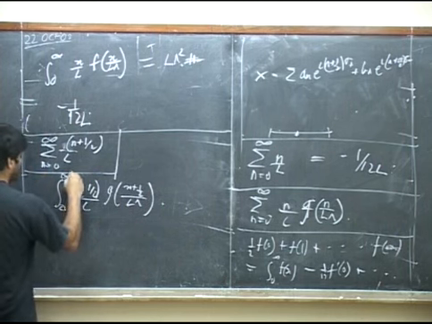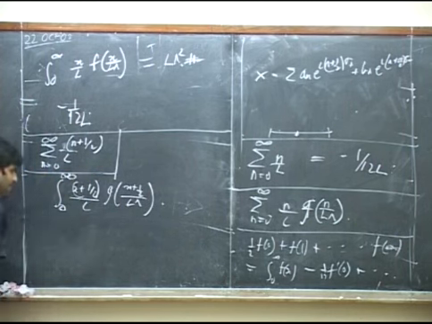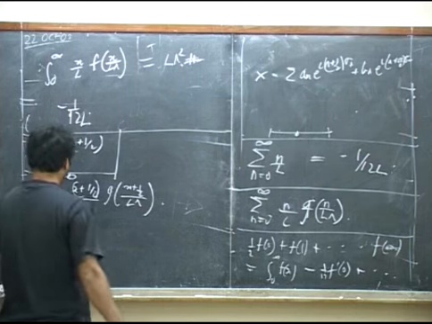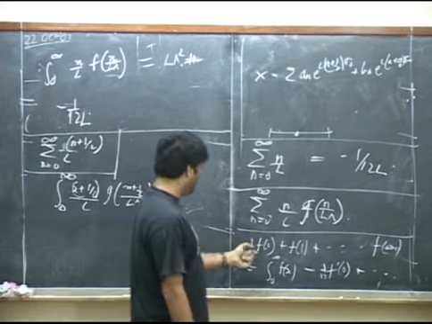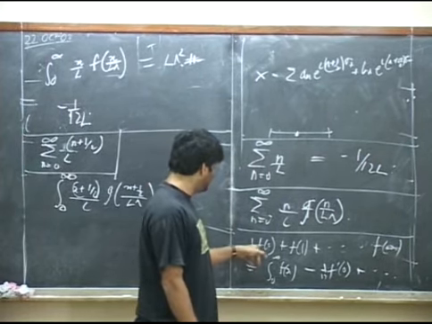X is running from 0 to infinity. Then we get that, but we get that for this sum which has a half.